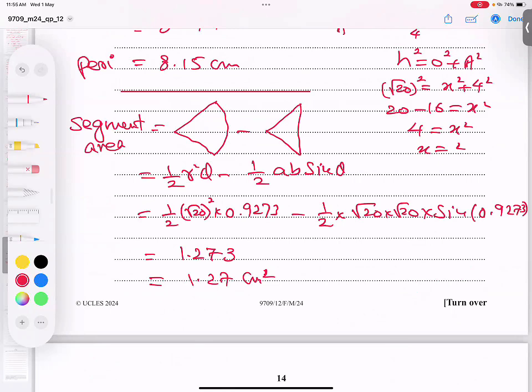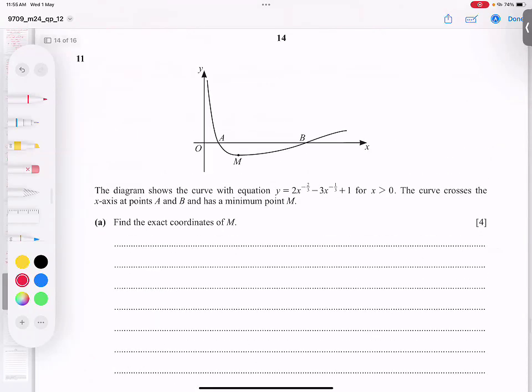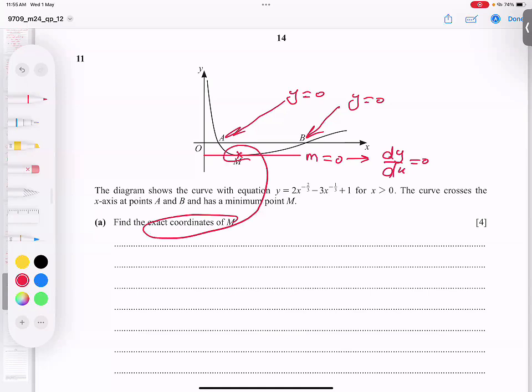And let's go for the next question, number 11. The diagram shows a curve, this one. The curve crosses the x-axis at A and B, and you know very well that at this point y is 0. The middle point is M. At this point there is a minimum point, and if we draw a tangent, naturally it is a line parallel to the x-axis with 0 gradient, or in short, the derivative is equal to 0, because gradient and derivative are the same. So first of all, we're looking for the M coordinate, and I'm going to differentiate.